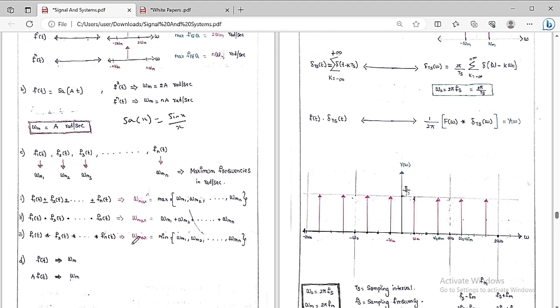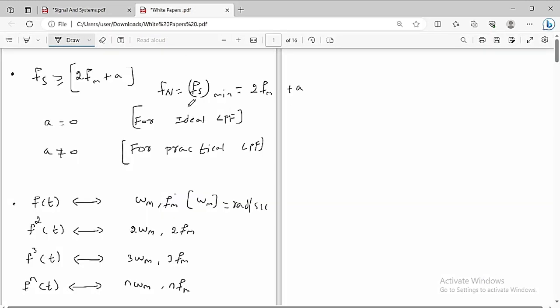So this is what I am trying to tell you. Whether you do addition or subtraction, the overall maximum frequency is the maximum value out of all the signals. And the product in the time domain leads to convolution. Convolution means you have to add all the individual frequencies in order to get the maximum frequency present in the overall signal. And convolution in the time domain leads to multiplication in the frequency domain. So multiplication means go for the minimum.